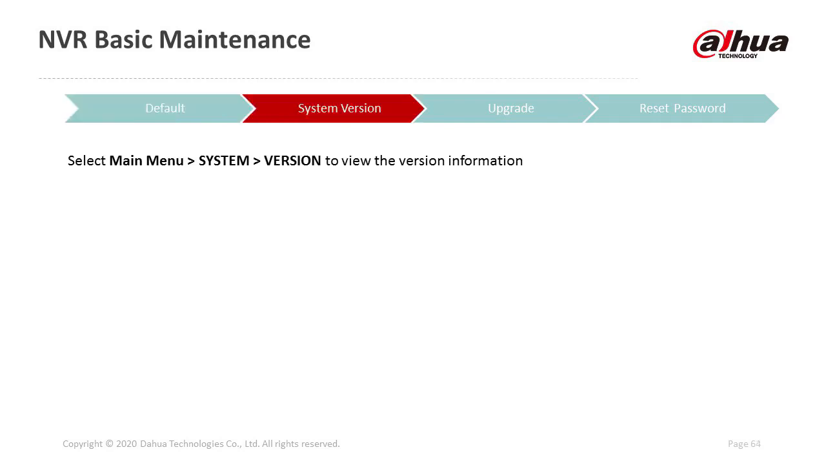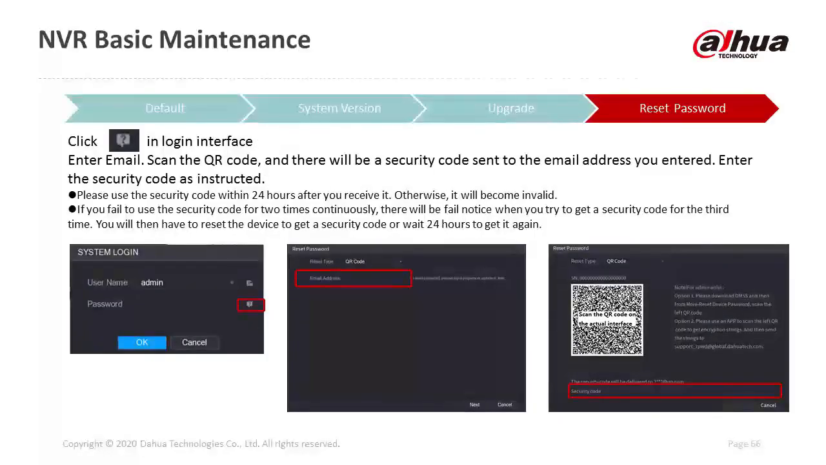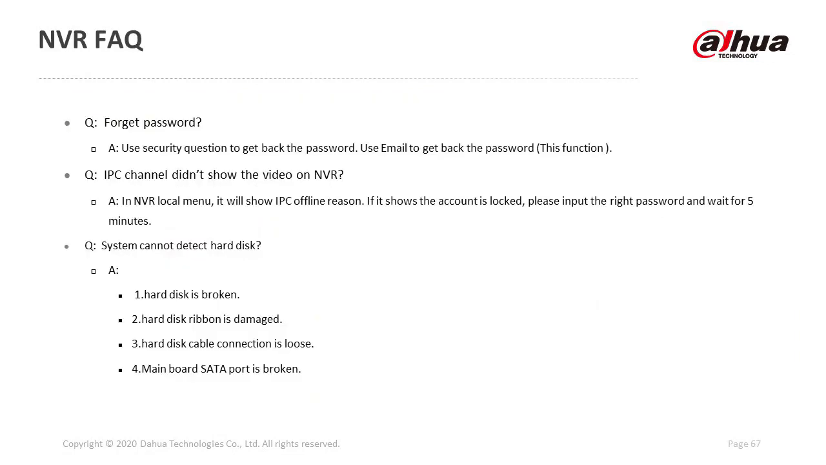The system version shows us the device type and version information. If the system version is not the latest, please upgrade the firmware. Also, you can reset password via the QR code, email, and security questions. There are also some tips to help you solve some common problems.